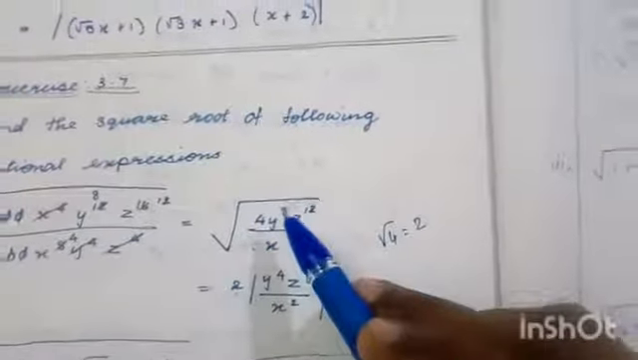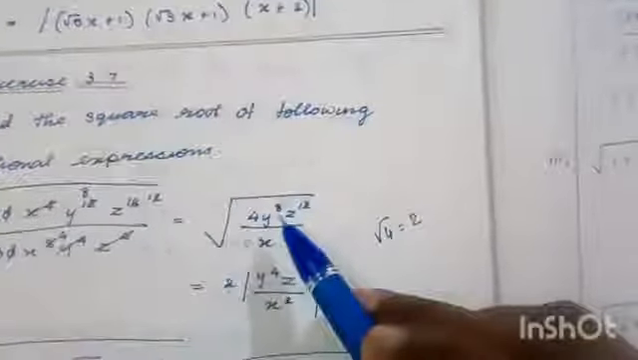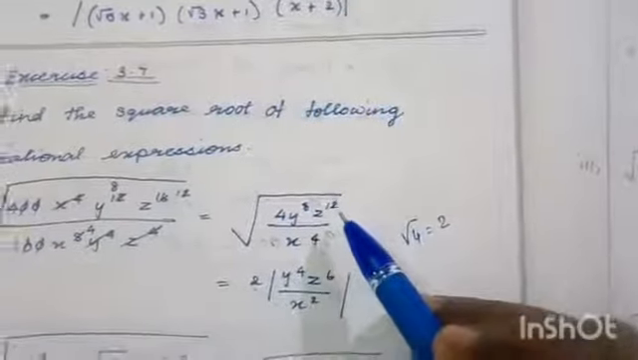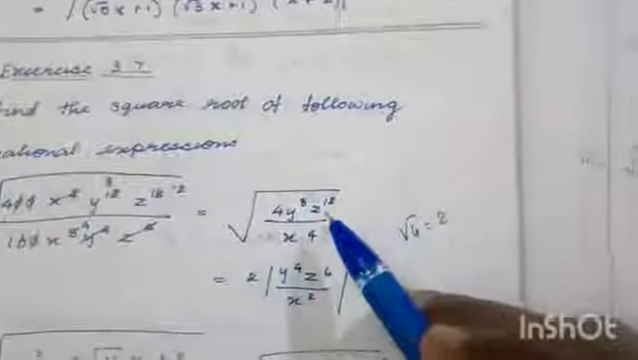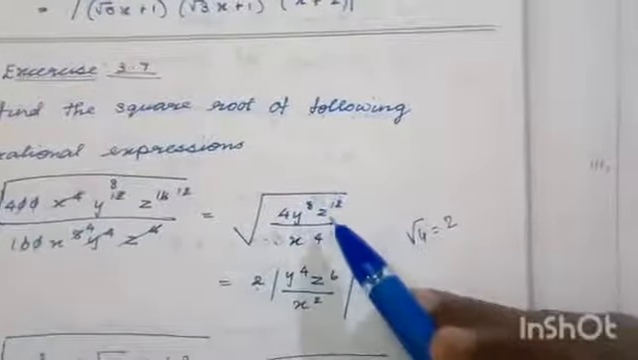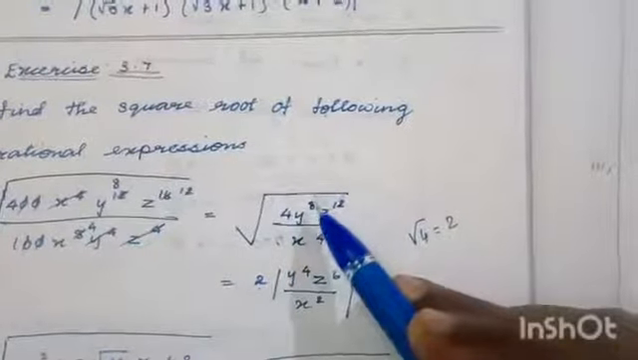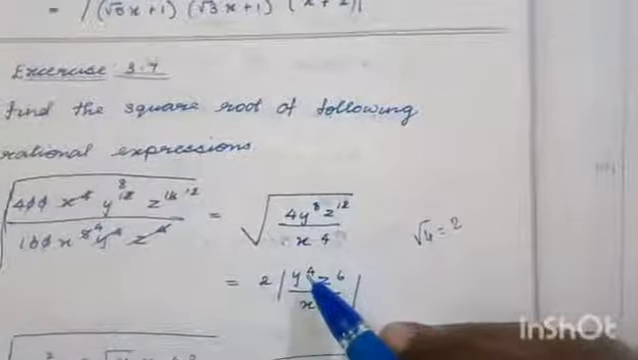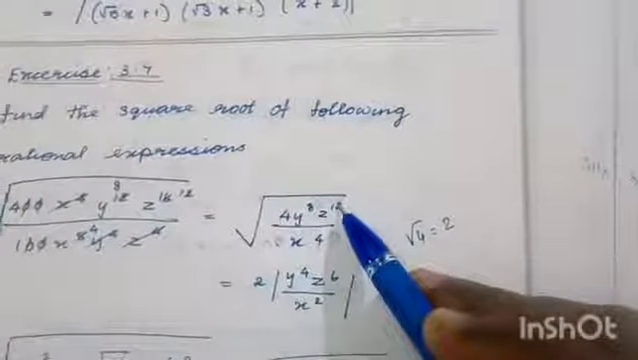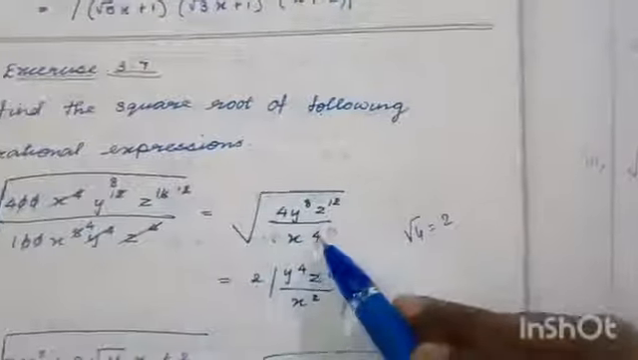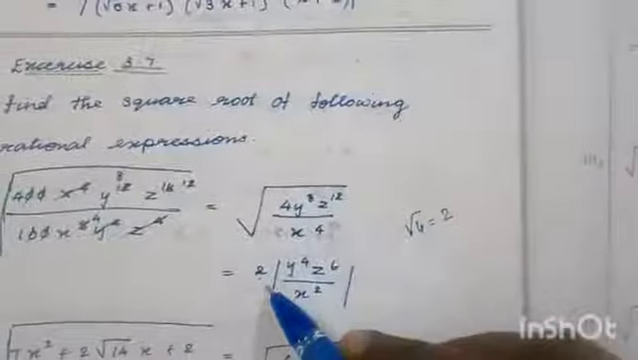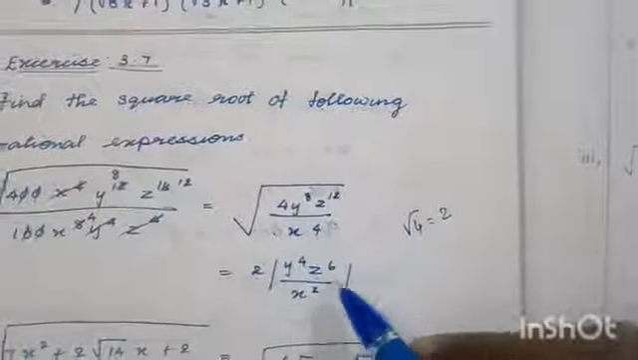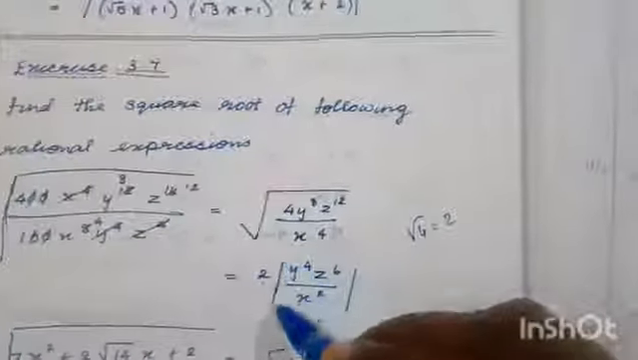When we are taking the absolute value for y power 8 z power 12, as in the definition I taught you, a number multiplied by itself two times, so you reduce the power by half. So y power 8 is there, you write y power 4. 12 is there, half of this is 6. x power 4 is there, half of this is x square. So 2 into absolute value of y power 4 into z power 6 by x square. For this is an absolute value.